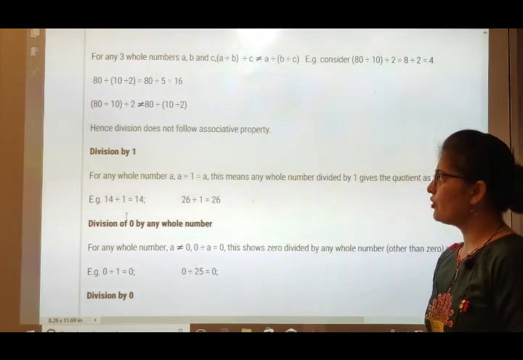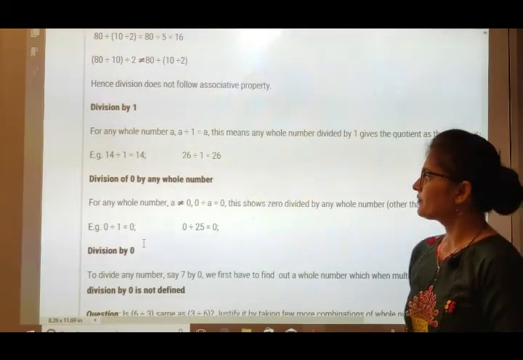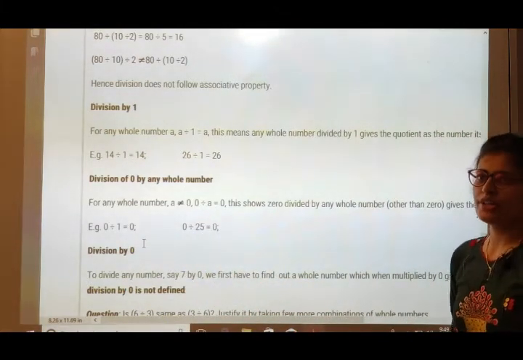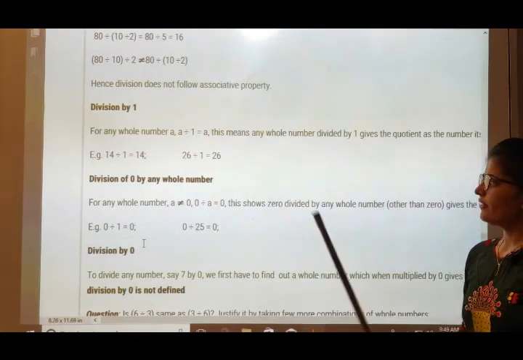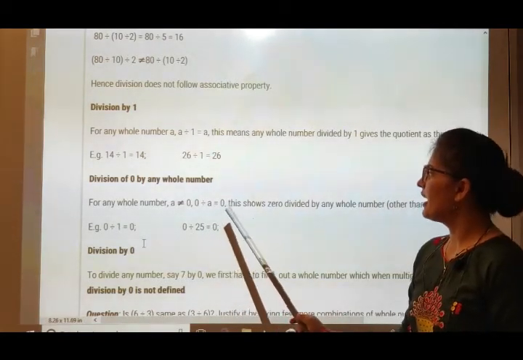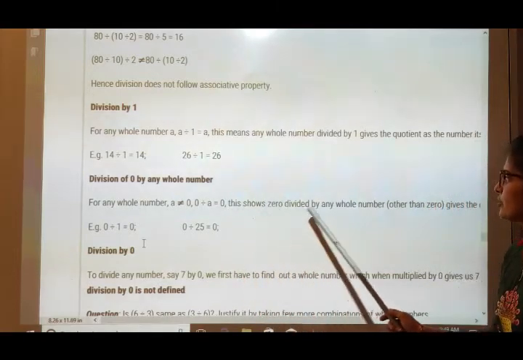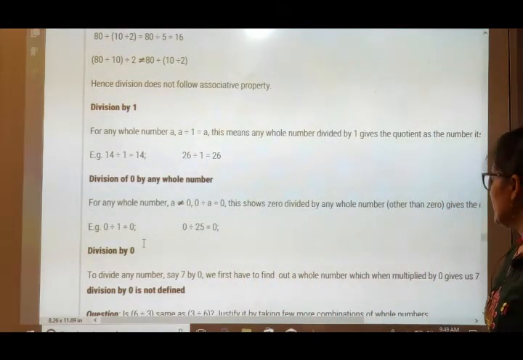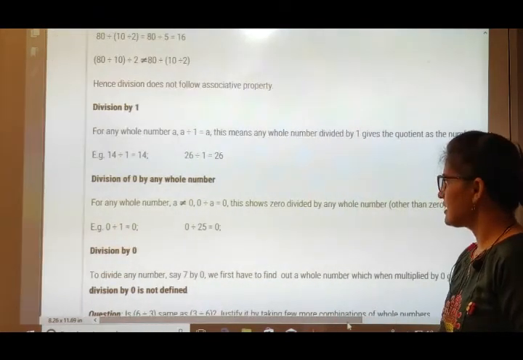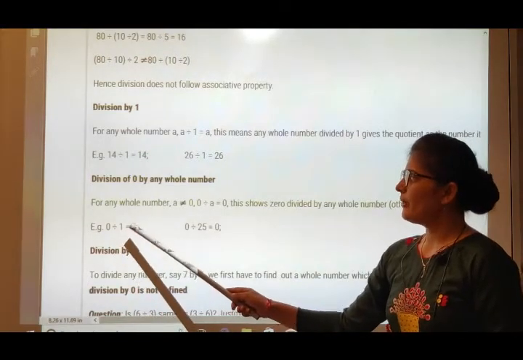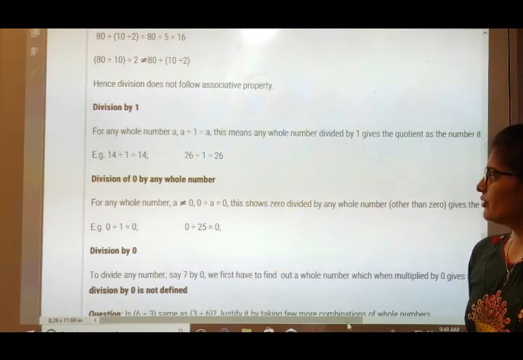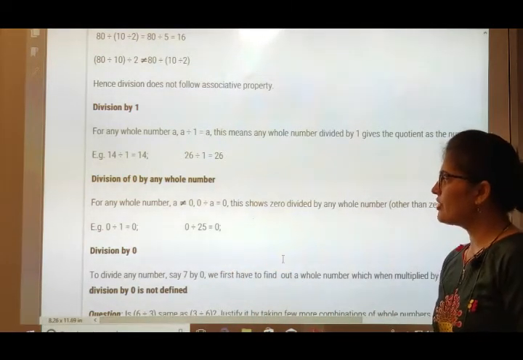Now division of 0 by any whole number. For any whole number a not equal to 0, whatever a you are dividing by, it should not be equal to 0. So 0 divided by a is equal to 0. This shows 0 divided by any whole number other than 0 gives the quotient as 0. Here you can see 0 divided by 1, the answer will be 0, and 0 divided by 25 will be equal to 0.